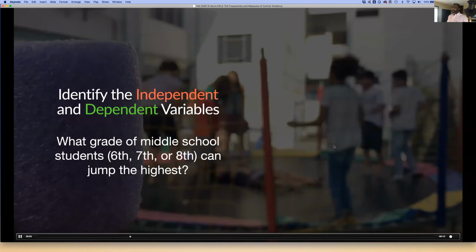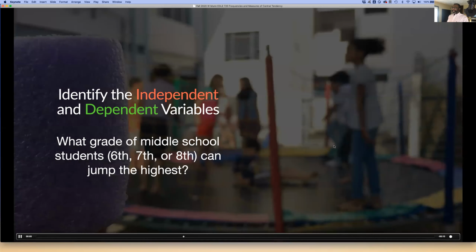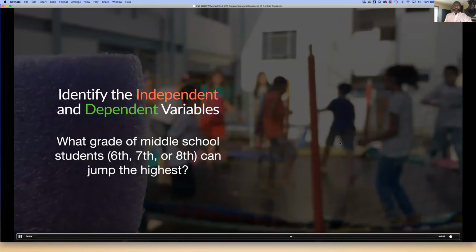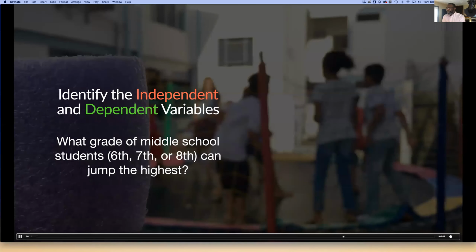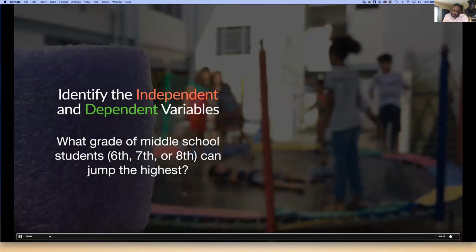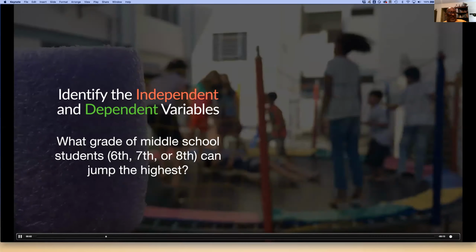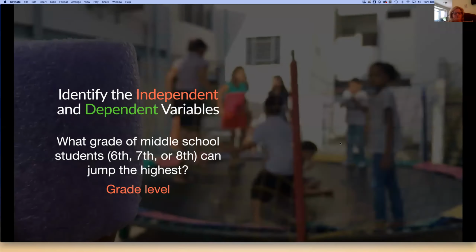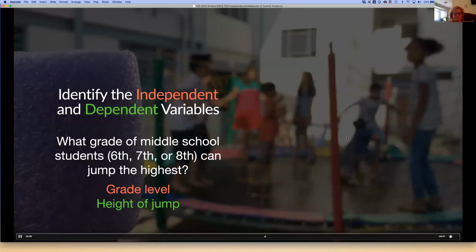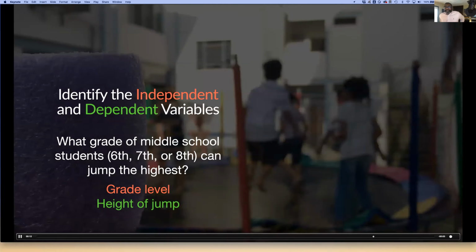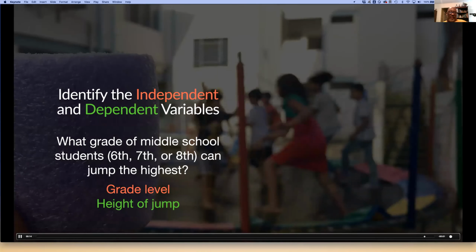All right, what grade of middle school students can jump the highest? All right, I'm not gonna preview this one. Which is the dependent variable and which one's the independent variable? Grade is independent. Yes. And the height of the jump is dependent. Bingo. And anyone that works with middle schoolers knows it's 7th grade.